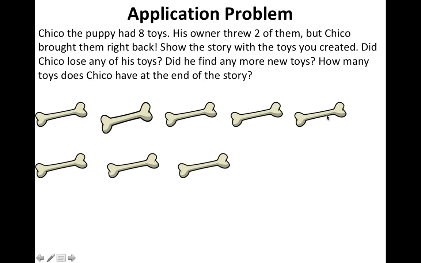So he has 5 at the top, 3 at the bottom. 5 and 3 makes 8, right? He started the story with 8 toys, and now he's ending his story with 8 toys, even though the owner threw 2 away, because he brought them back. So the number from the beginning and the end does not change.